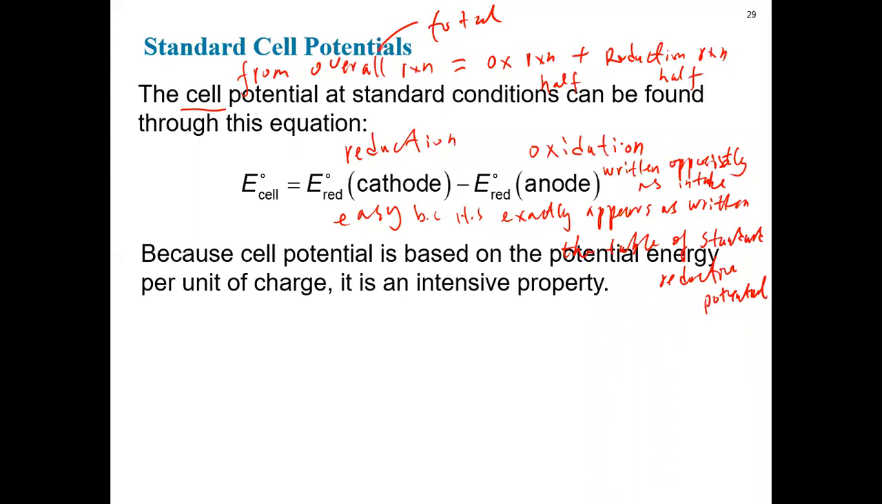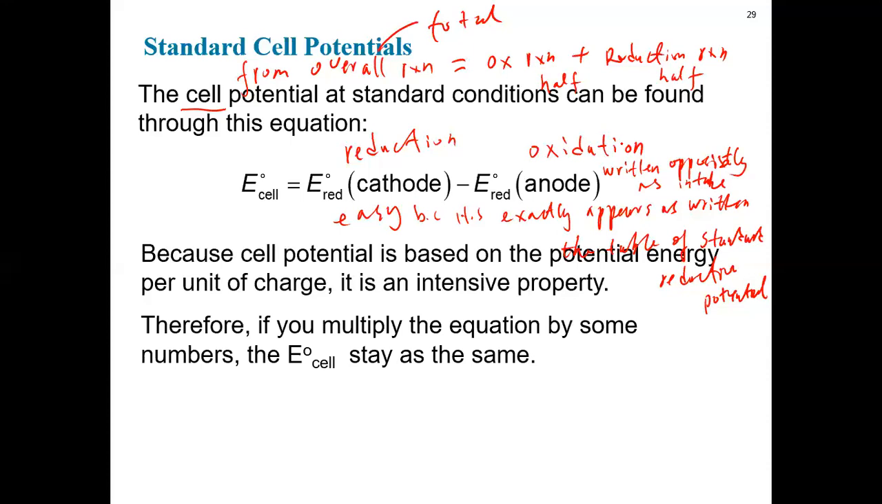Okay, so because cell potential is based on the potential energy per unit of charge, it is an intensive property. That means it does not depend on how you write the equation. If you multiply the equation by some number, your E cell stays the same.